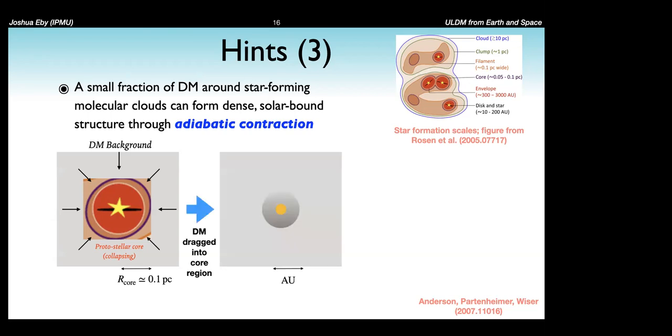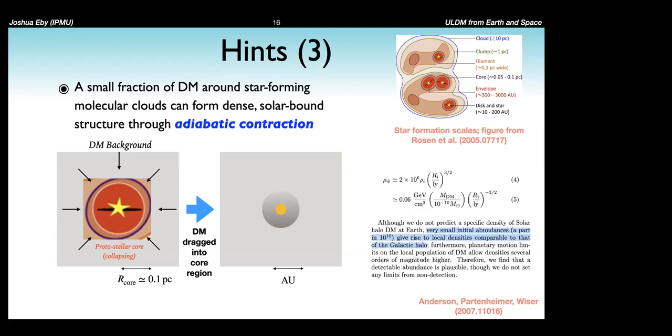This is known as adiabatic contraction, and it's well known and well understood. So you can imagine, again, a cartoon picture: you start with a star-forming core in the presence of a dark matter background. It gets dragged down until it reaches this kind of small configuration centered around the Sun. And in this paper, they point out, using some pretty basic parametric arguments, that even a 1 part in 10^10 initial abundance of dark matter bound to this core, after adiabatic contraction, will give rise to a bound state that is of the same order as the local density. So this is a very, very small amount of dark matter that you need initially bound to give rise to what we think of as a pretty large density bound around the Sun.